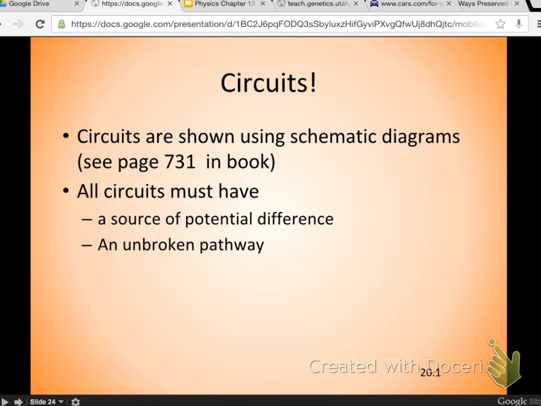This is actually where I probably should have had you do the videos, but you saw all the symbols for circuit components in the video, and page 731 has got all of your symbols to review. You are responsible for knowing all of those symbols. You're going to be able to draw me a circuit.